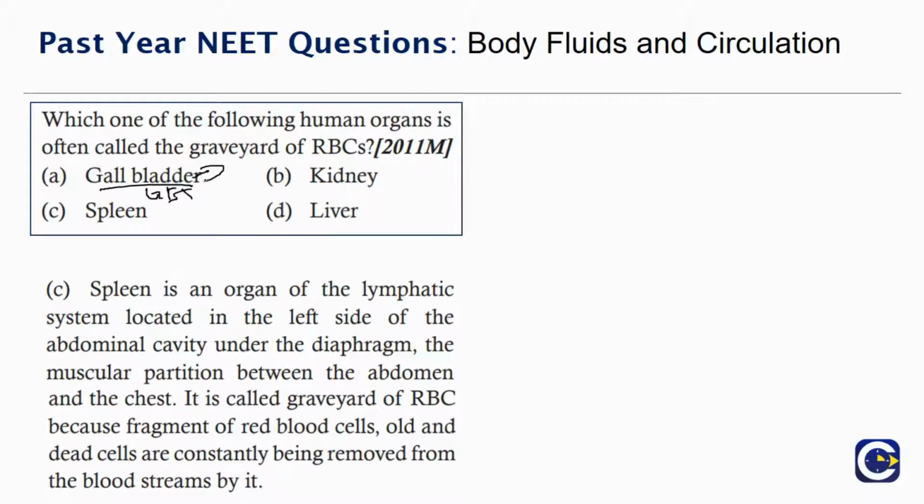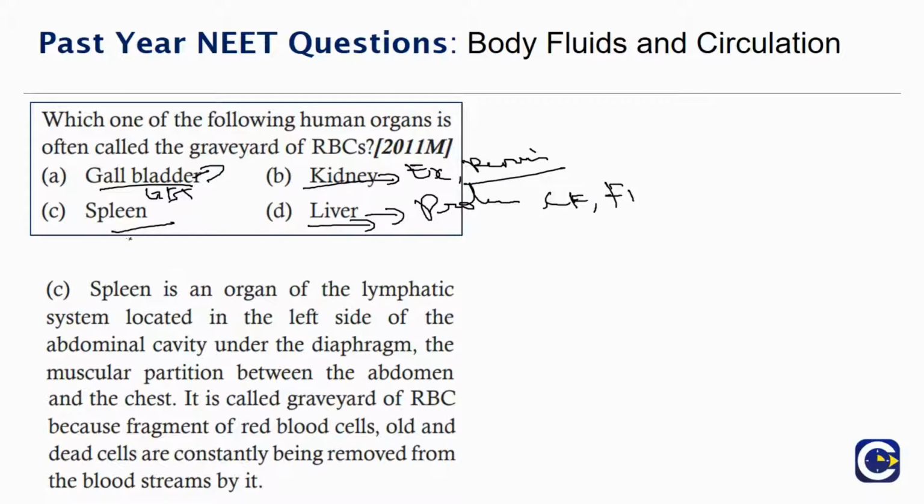It stores and concentrates the bile produced by the liver. And kidney is majorly involved in excretion. It also produces renin, that is more involved in the vasoconstriction process and RBC reduction process, but not the graveyard of RBC. Liver produces many proteins, clotting factors also, fibrin, albumin, most of the proteins, but it does not destroy RBC.